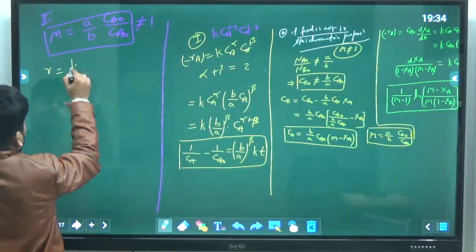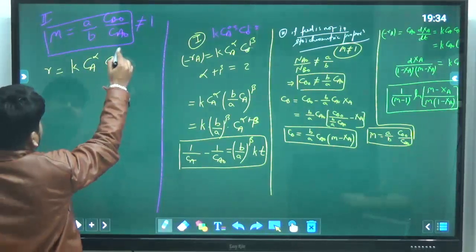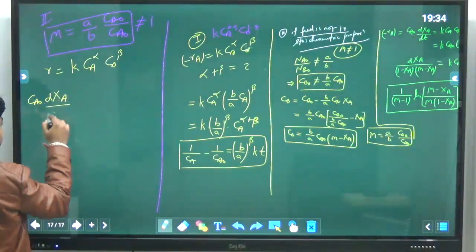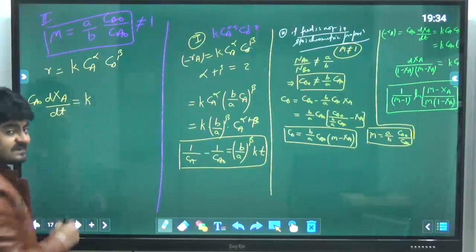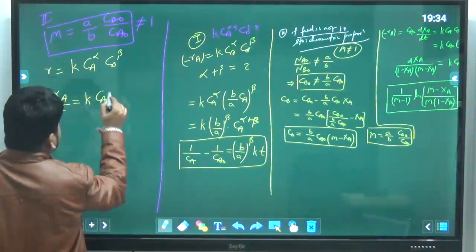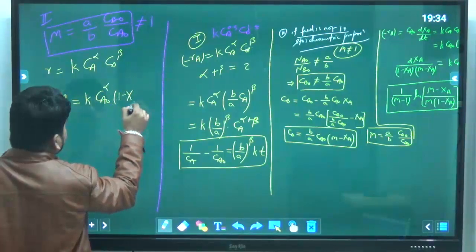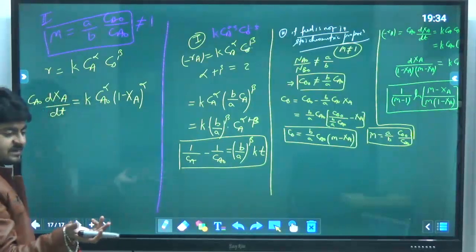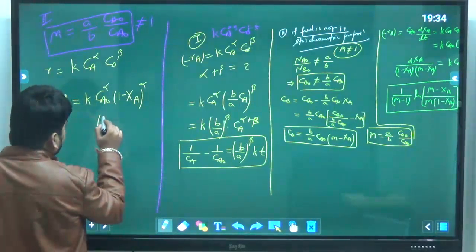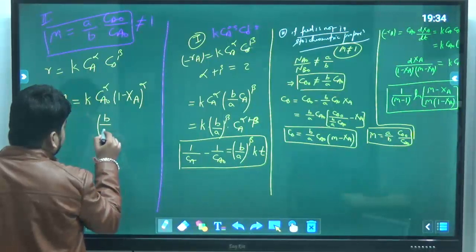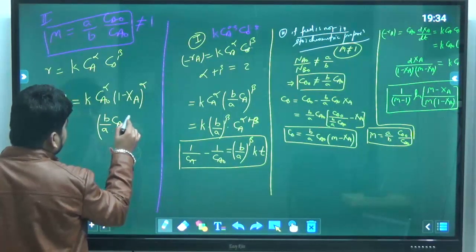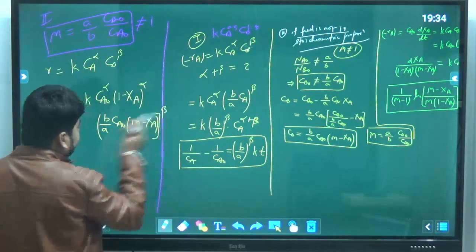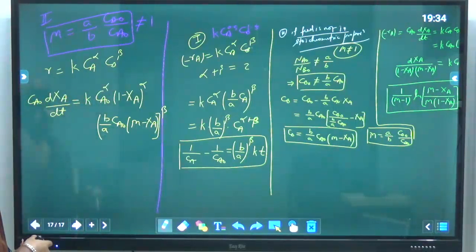We have -Ra is equal to k Ca^alpha Cb^beta. What is -Ra in terms of dXa/dt for CVRS? We can write Ca as Ca0(1 - Xa), and Cb as, we discussed that, Cb will be (B/A) times Ca0 multiplied by (M - Xa), to the power beta.